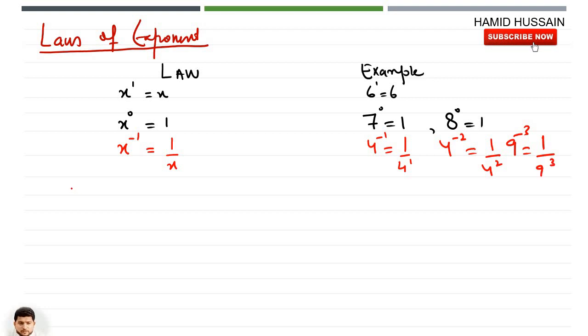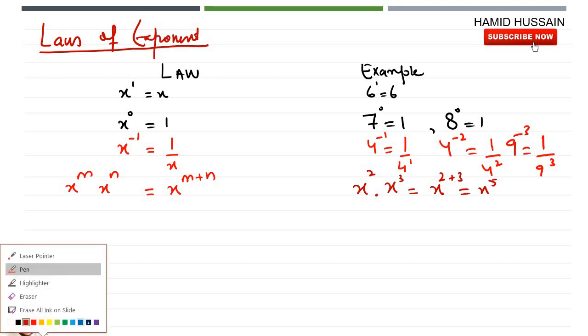And the next law is x to the power m multiplied by x to the power n, that will be x to the power m plus n. And let me prove it. Let's suppose x to the power 2 multiplied by x to the power 3, that will be x to the power 2 plus 3, that will be x to the power 5.